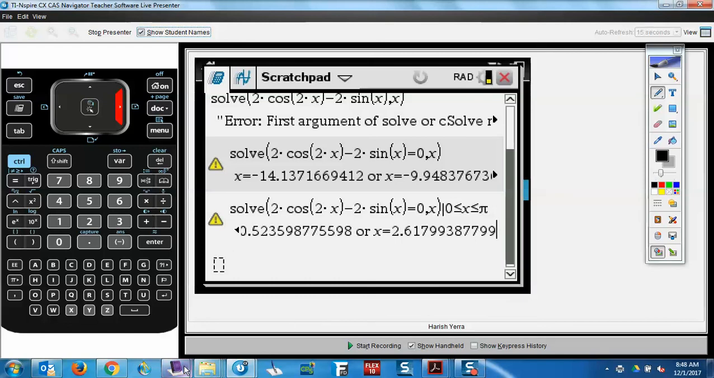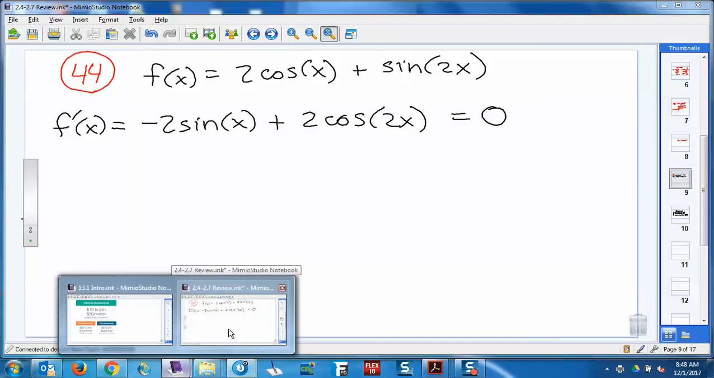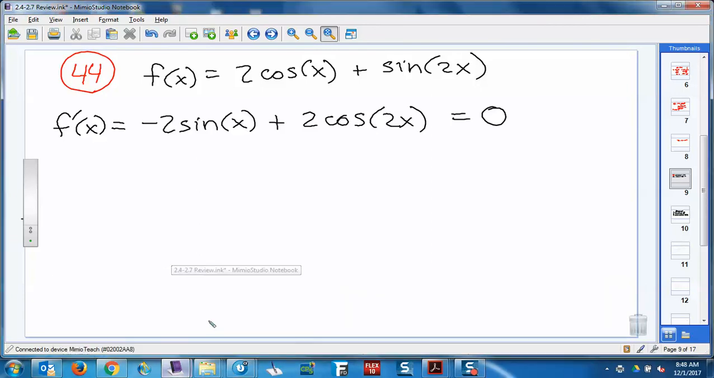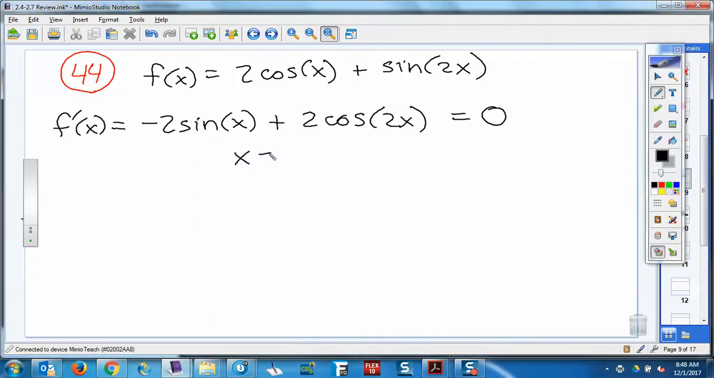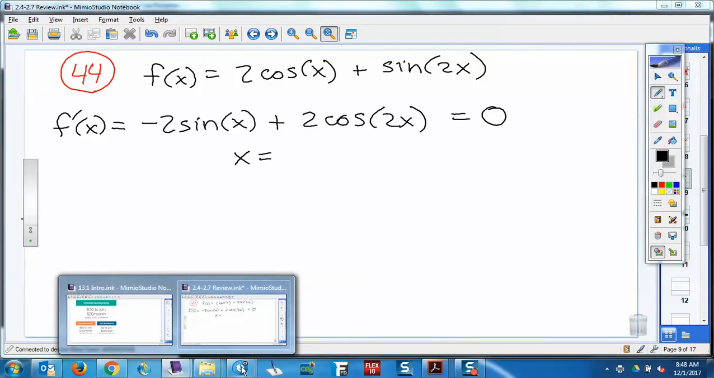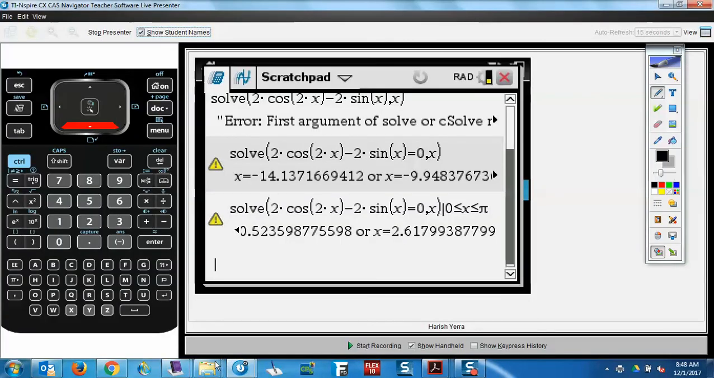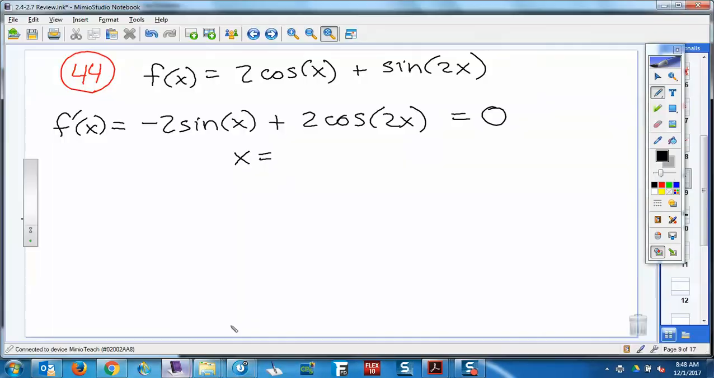But let's assume we didn't know that. Okay, did anybody's calculator give them pi/6 or 5 pi/6? No? Okay. So what I would do if I was doing this is I would look at that. So what's that? 0.524 rounded, and what was the other one? 2.618. Okay, so there's my stationary points.